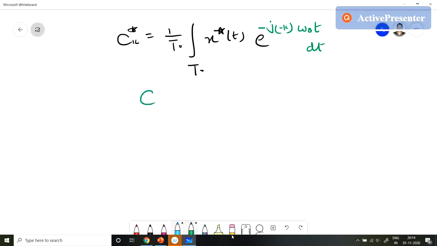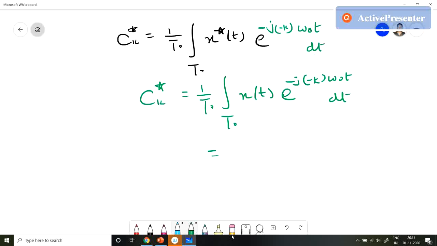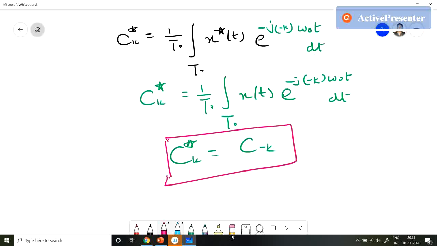But what is happening is that ck conjugate will become equal to 1 divided by t naught. Since xt is real, x conjugate t will be equal to xt. So it is equal to e raised to the power minus j minus k omega naught t into dt, and that is nothing but c minus k. So this relation is proved. This relation is only valid when xt is real. So when xt is real, c minus k will be equal to ck conjugate.